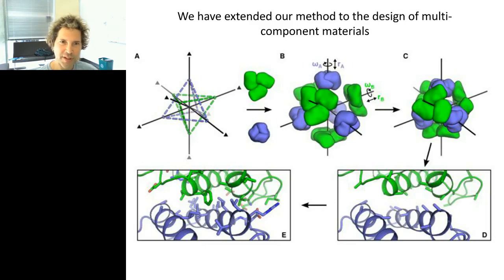This is two inverted tetrahedra, which you can see in the top left panel. Then we arrange subunits. The blue subunit and the green subunit are going to be the components of these two inverted tetrahedra. And then we slide them relative to each other, as shown in panel B, and rotate them until we find a way in which they really fit nicely together. And then we design the interface between them, and that's shown in E, where we've done the design calculation to get a very complementary interface.